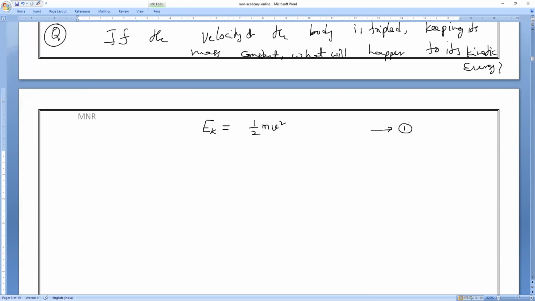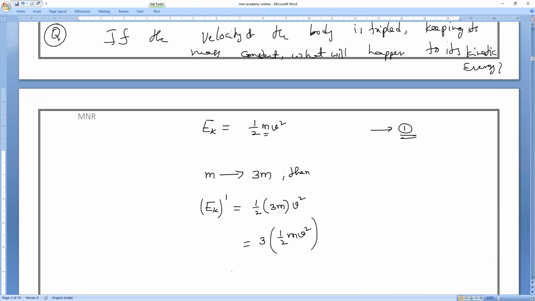Now they are saying that if the mass of the body is tripled, what do you mean by tripled, everybody? Mass becomes tripled means increases 3 times. So what is the new kinetic energy they are asking? Let me take Ek dash. Ek dash is equal to half into, instead of m, what will it become? 3m. Velocity remains same. So I'll put this 3 outside and write the remaining everything same: half mv square, which is what, everybody? Initial kinetic energy. So final kinetic energy equals 3 times of initial kinetic energy.